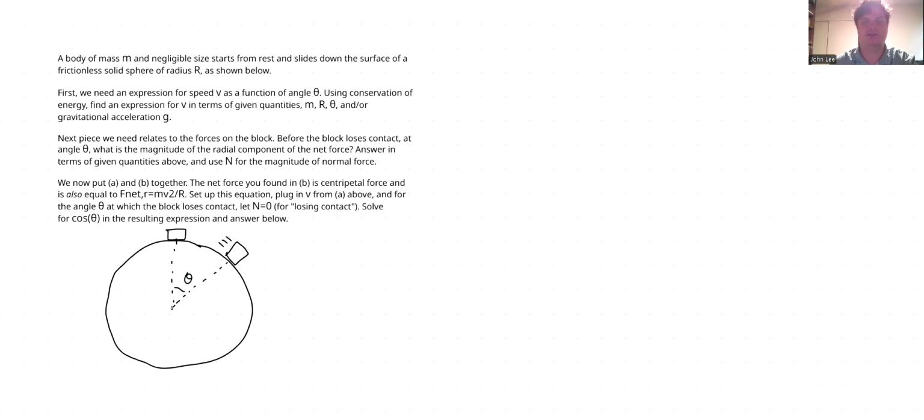So, to start out with conservation of energy, you say that the initial kinetic energy and the initial potential energy is equal to the final kinetic energy and the final potential energy. There is no initial kinetic energy because it's starting from rest, 1/2 m times 0 squared.